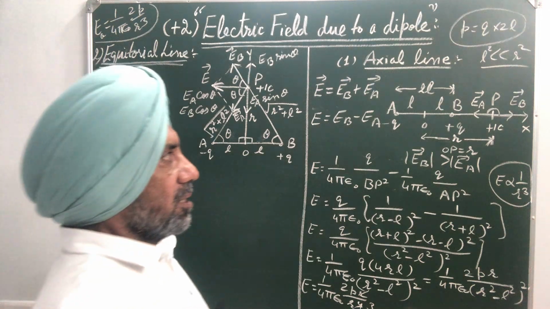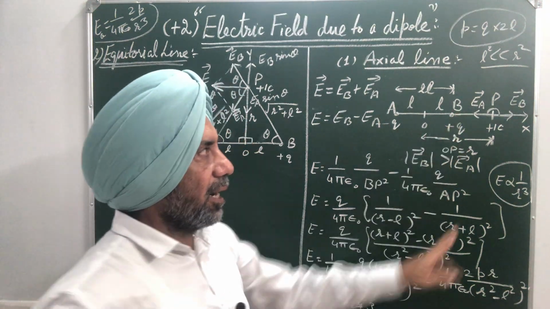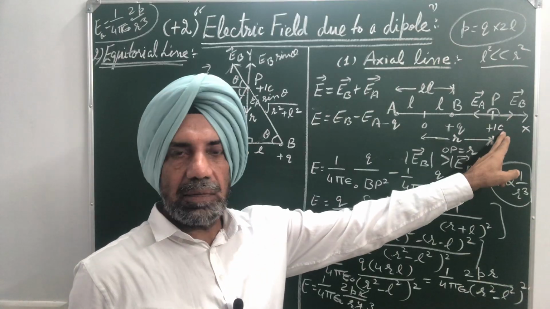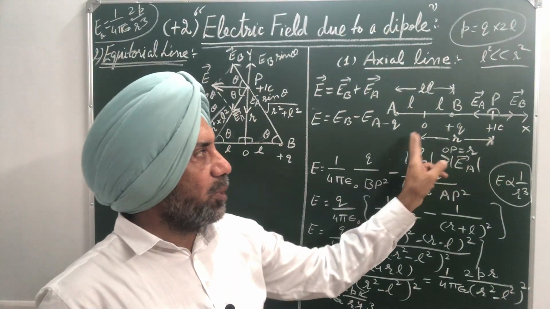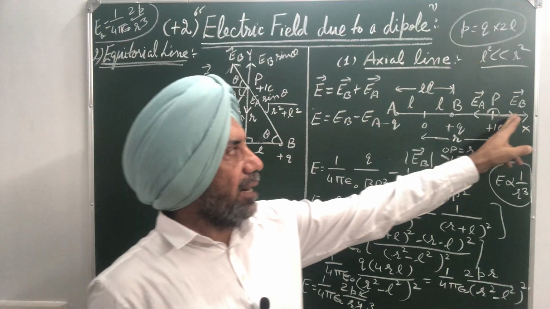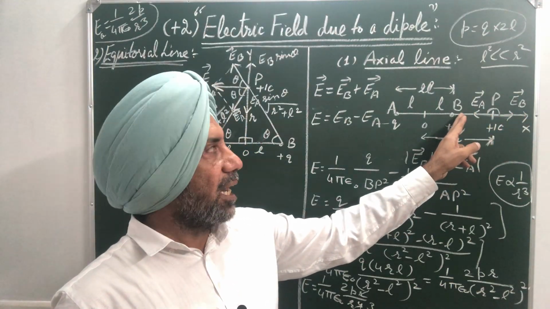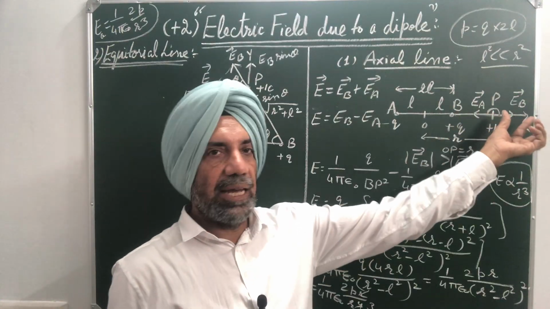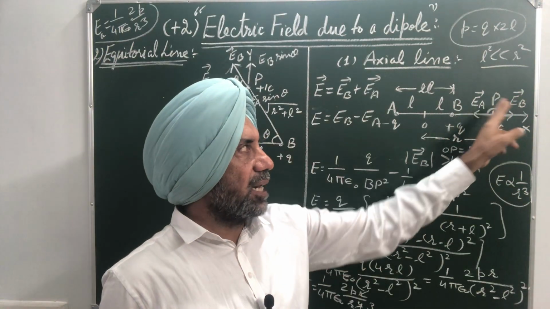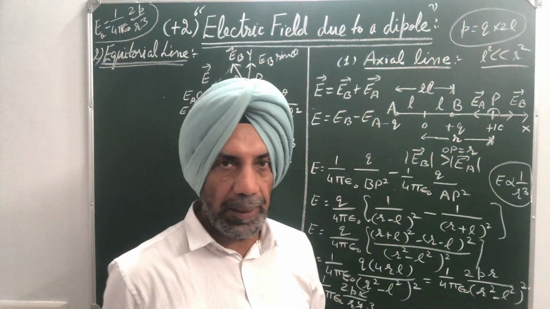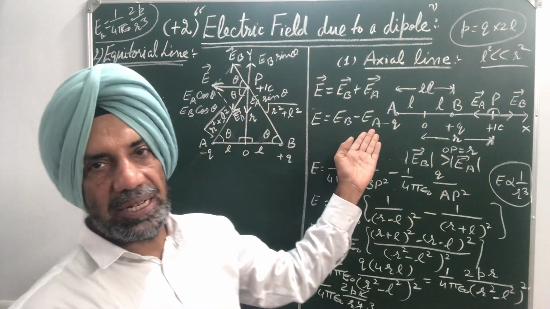I repeat, simply you have to take dipole AB, let P be any point on the axial line, put plus 1 coulomb charge at point P, let OP be equal to R. Then EB will be the electric field at P due to the charge at B, EA the electric field at P due to the charge at A. So EB and EA are opposite. Moreover, EB is greater than EA because point B lies closer to P than point A. So net field will be EB minus EA.